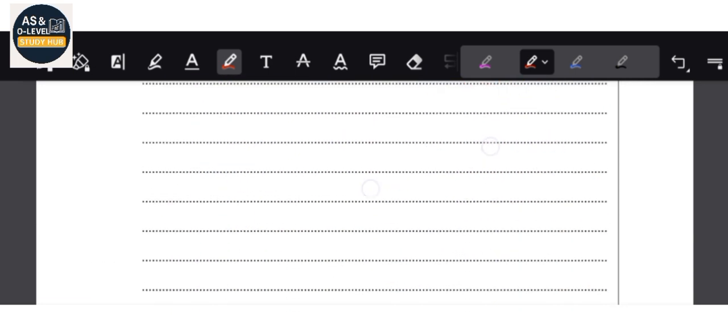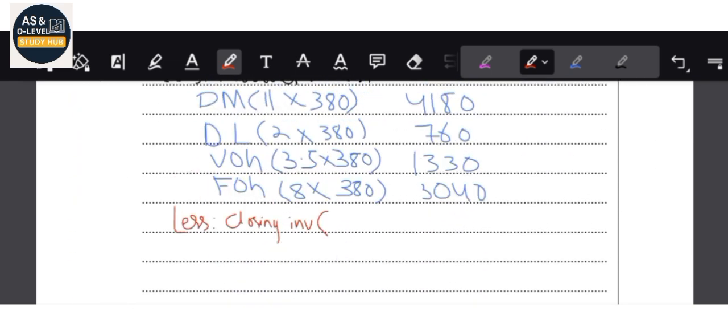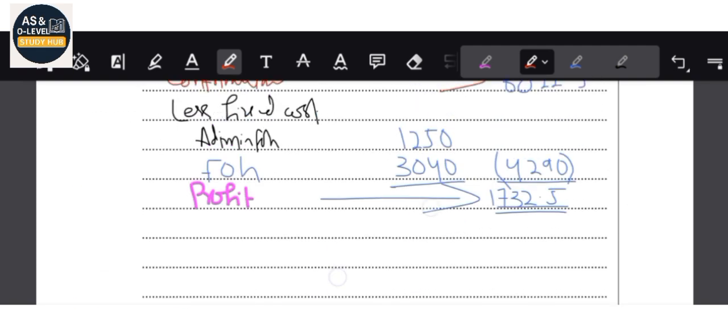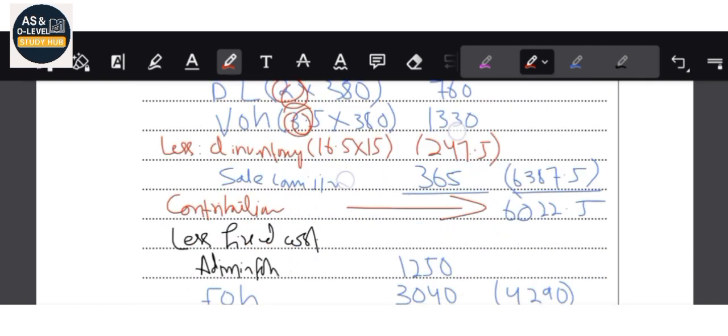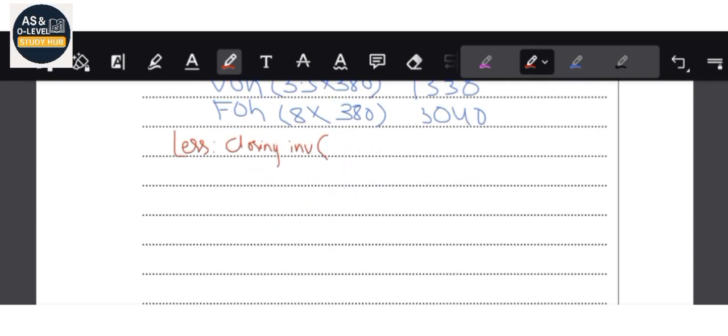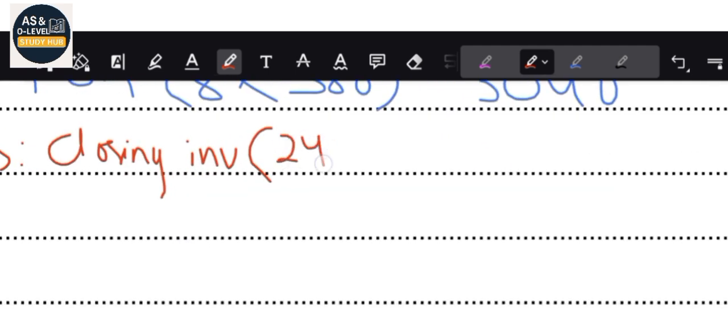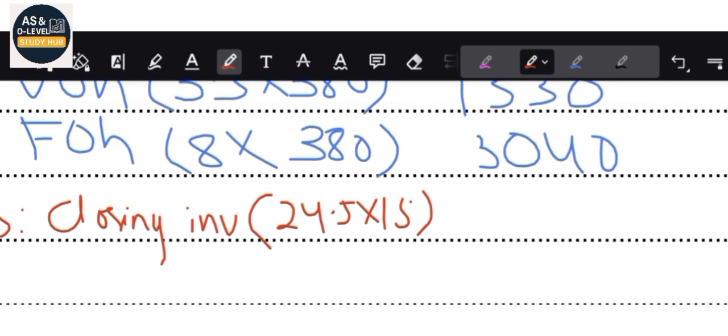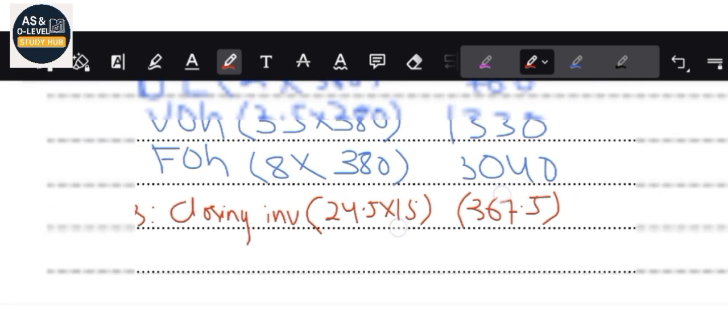We will do the similar here, but here the FOH rate will also be added up. So what was the last rate? It was 16.5 plus 8, that is 24.5. We will write 24.5 into 15. This is how we will get our closing inventory, that is 367.5, and we will subtract this.